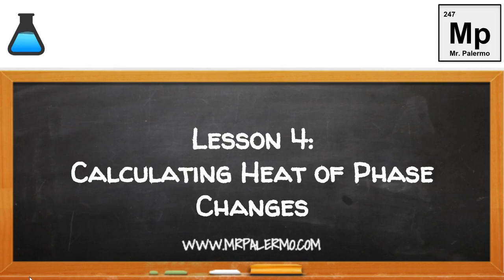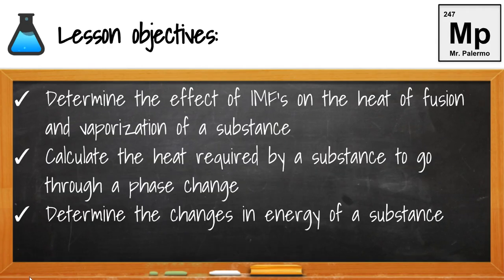Welcome to Lesson 4, Calculating Heat of Phase Changes. Our lesson objectives: determine the effects of intermolecular forces on the heat of fusion and vaporization of a substance, calculate the heat required by a substance to go through a phase change, and determine the changes in energy of a substance.